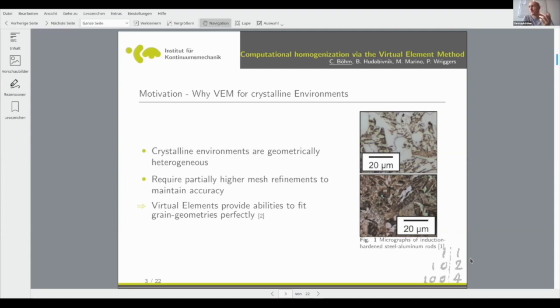And as we know, Voronoi cells have different numbers of nodes. We can use the virtual elements for treating one grain, so one Voronoi cell and one grain, as one element, which would give us an advantage regarding computational costs, and we will see later also regarding accuracy.